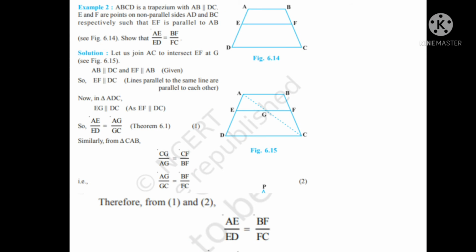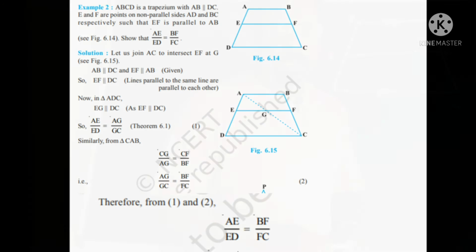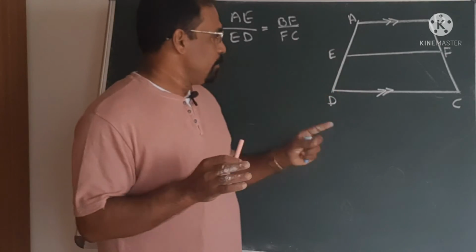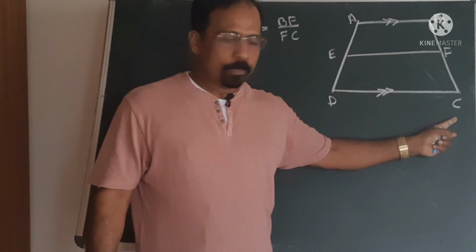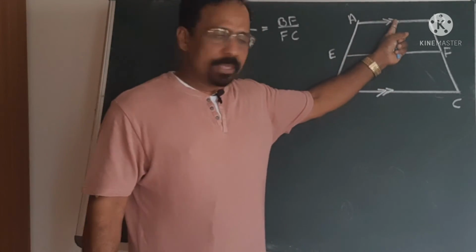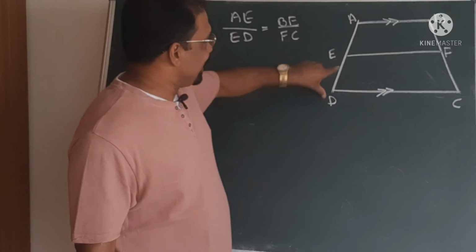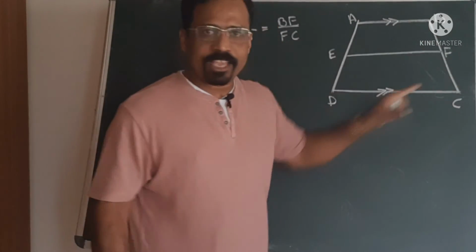Now let us do example number 2. ABCD is a trapezium with AB parallel to DC. E and F are points on non-parallel sides AD and BC respectively, such that EF is parallel to AB. We have to prove AE by ED is equal to BF by FC. Now look at this figure. What is given to us is AB is parallel to DC and EF is parallel to AB. We have to prove that AE by ED is equal to BF by FC.